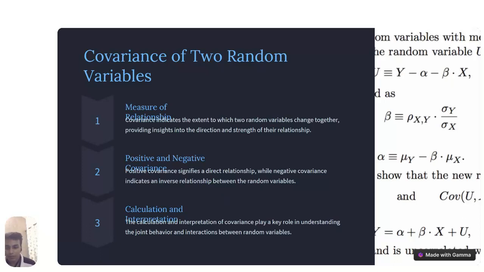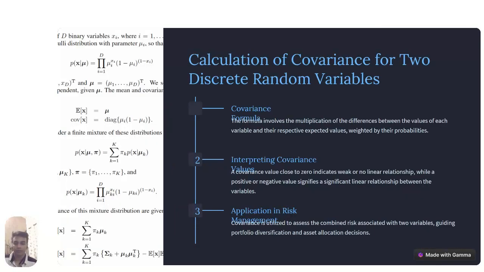Calculation and interpretation: the calculation and interpretation of covariance plays a key role in understanding the joint behavior and interaction between random variables. Calculation of covariance for two discrete random variables. The formula involves the multiplication of differences between the values of each variable and their respective expected values, weighted by the probabilities.